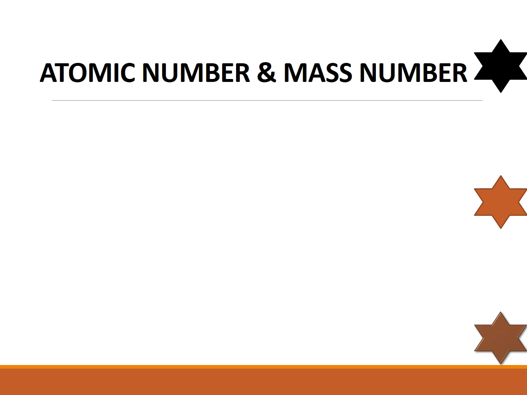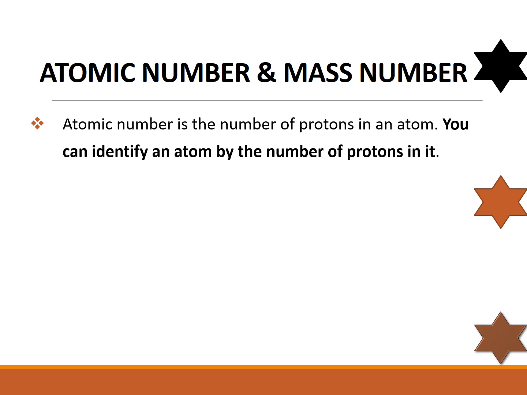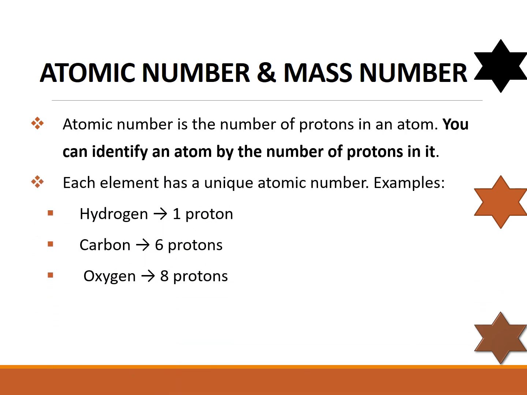Now let's look at atomic number and mass number. Atomic number is the number of protons in an atom, and this is used to identify an atom because each atom has a unique proton number. So for example, hydrogen has a proton number of 1, or atomic number of 1. Carbon has an atomic number of 6, that means it has 6 protons. Oxygen has 8 protons, therefore it has an atomic number of 8.